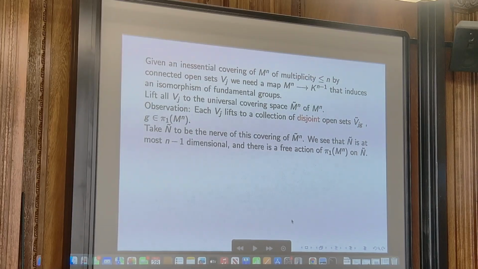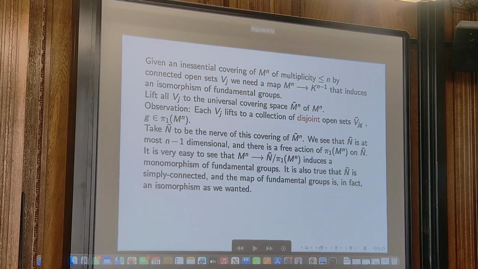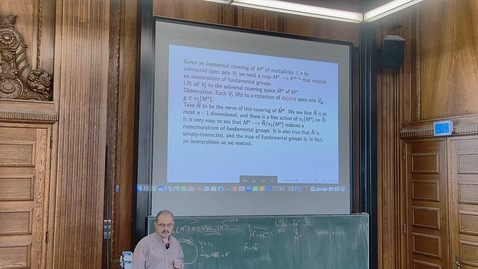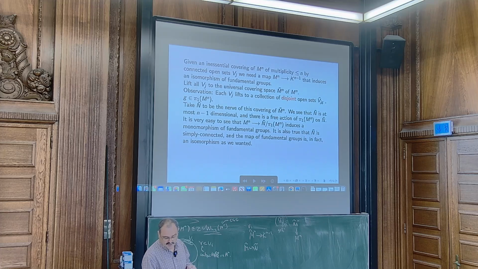We have a free action of pi 1, and it remains to check a couple of things. So our complex where we're mapping will be n tilde quotient pi 1 of Mn, but we need to first check that it's a monomorphism of fundamental groups, which is very easy if you just look at how curves behave, whether they are closed or not closed, under lifting to the universal cover. And then there is some minor work required to prove that n tilde is indeed simply connected. So basically that's the story.